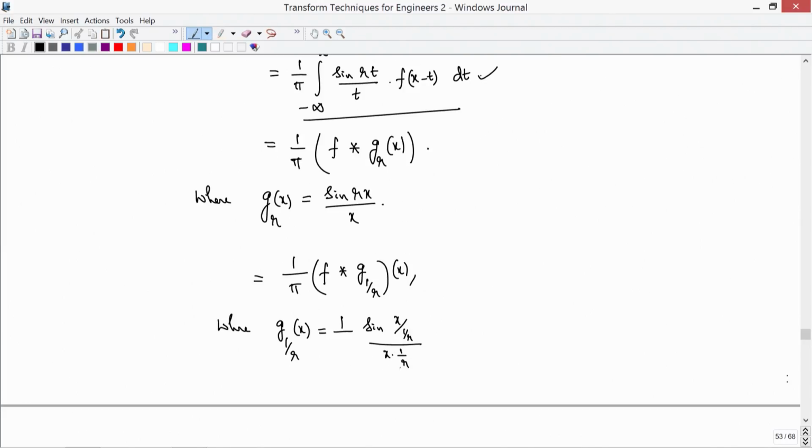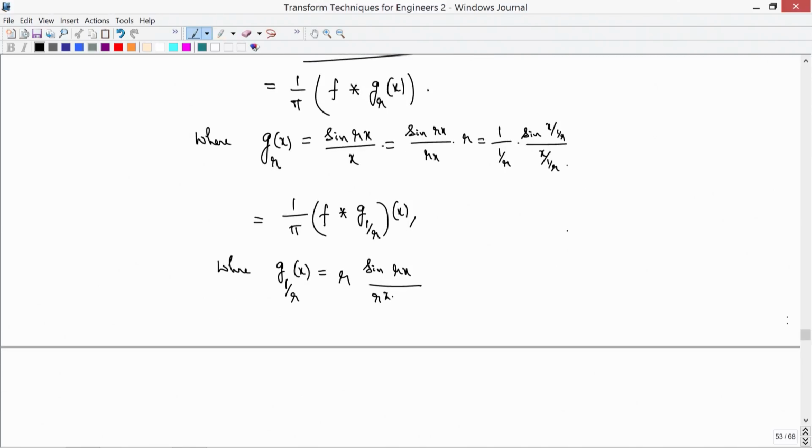So, with this 1 by r, if I write, this is exactly what you have, right. This is r x. So, you try to write sin r x by r x into r, okay. So, if you want this one, you can rewrite here also. So, you can write sin r x divided by r x. So, I have to multiply r. So, this will give me, I can rewrite 1 divided by 1 by r times sin x divided by 1 by r divided by x divided by 1 by r. That is how you are writing.